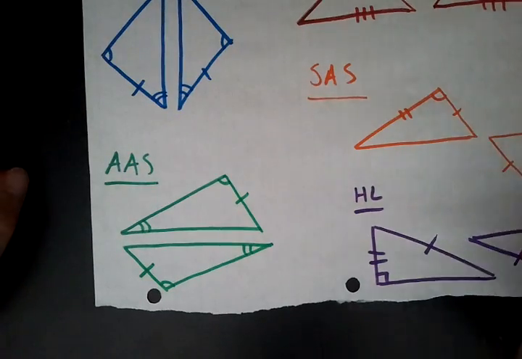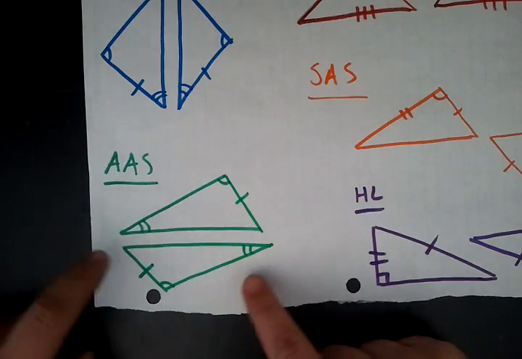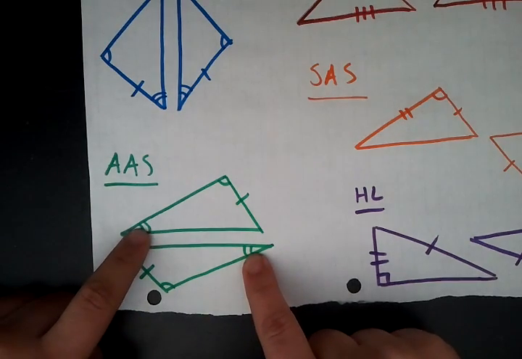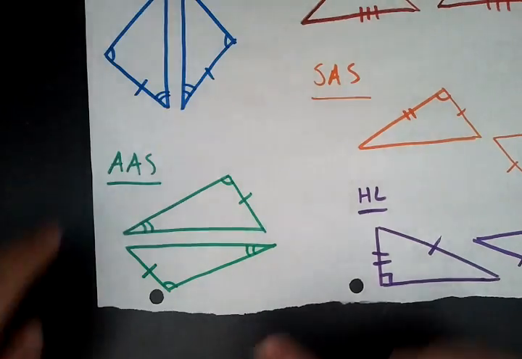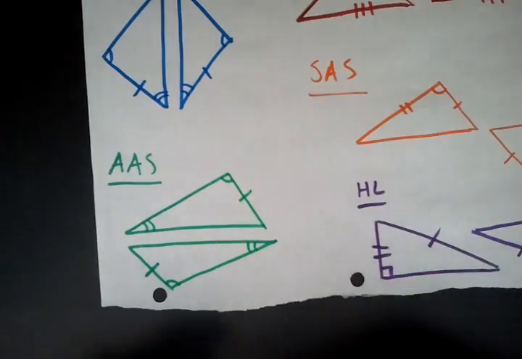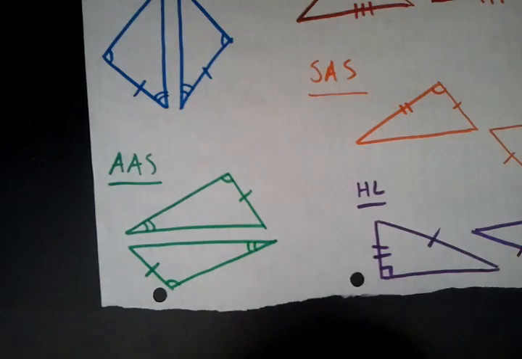Next one is angle, angle, side. So we find an angle first. So this angle is congruent in both. This angle is congruent in both. And this side right here is congruent in both, which proves that there's congruent triangles.